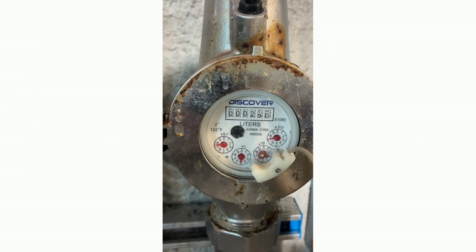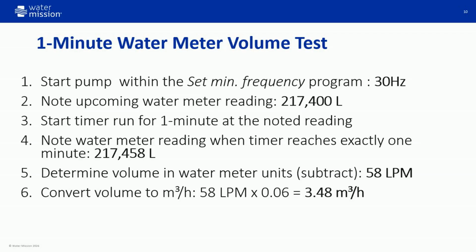Then note the water meter reading when the time reaches exactly 1 minute, for example, 217,458 liters. Determine the volume of water pumped in water meter units, in this case 58 liters per minute, since our water meter reads liters. Convert that volume to meters cubed per hour, which in our example is 3.48 meters cubed per hour.